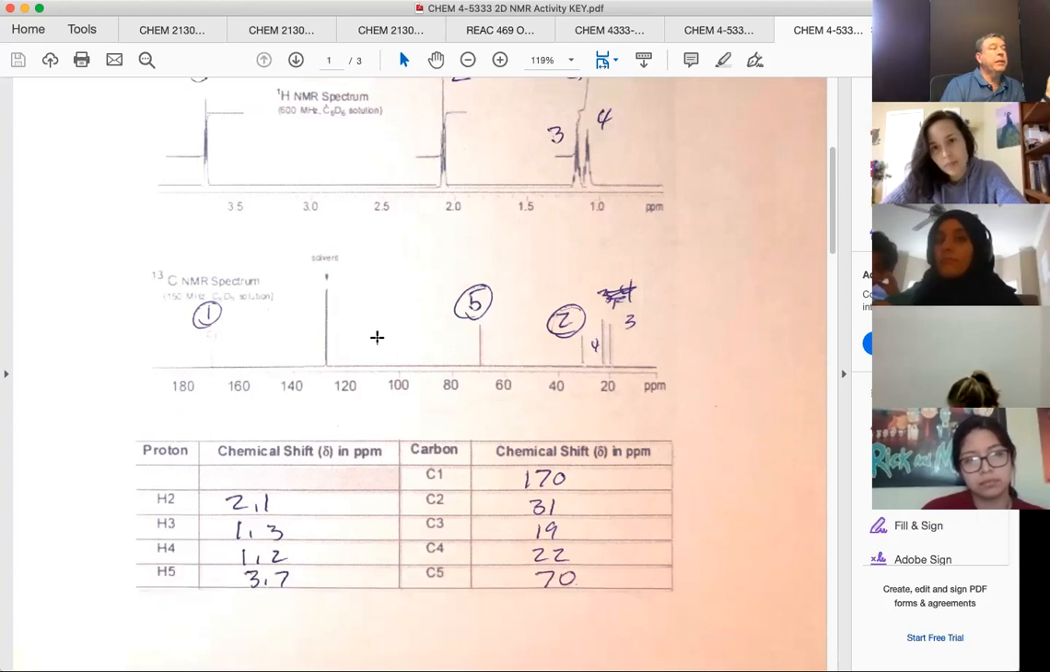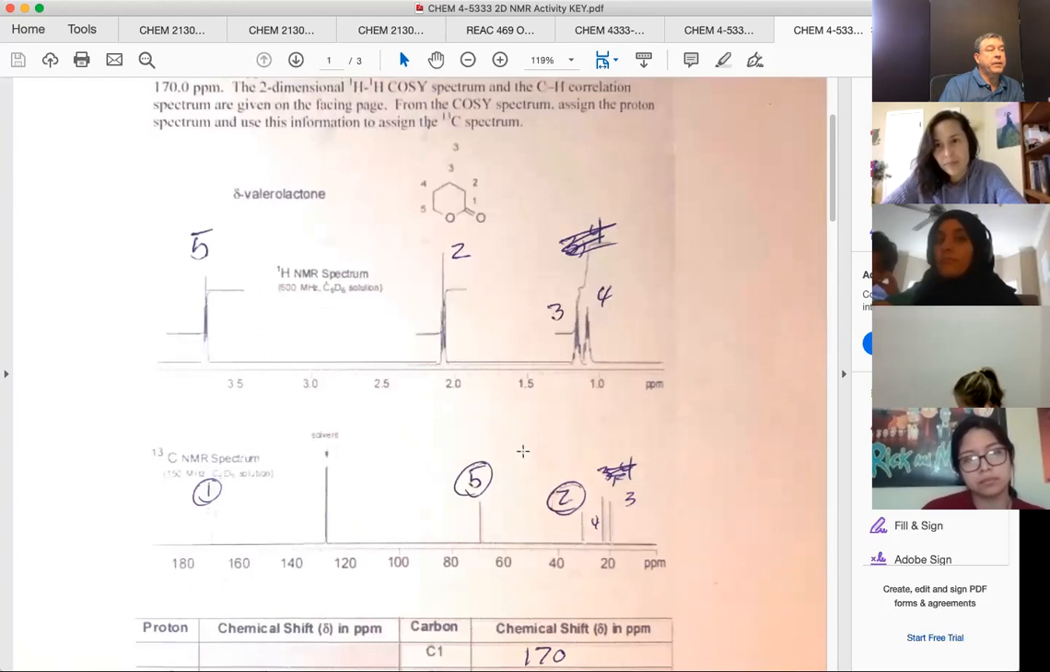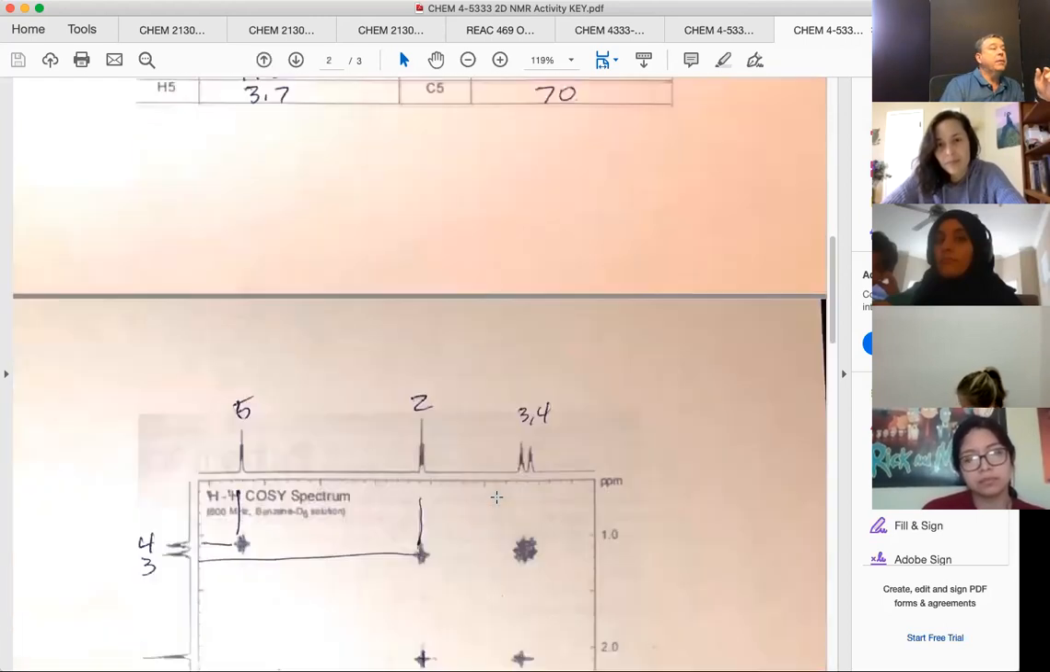These other peaks up here are obvious. This is obviously the carbonyl. This is obviously the one next to the oxygen because of shift. This is obviously the one next to the carbonyl because of shift. It's only these two that are ambiguous. So those from here, you just say, you can make a 50-50 guess. That's why we actually go to this.